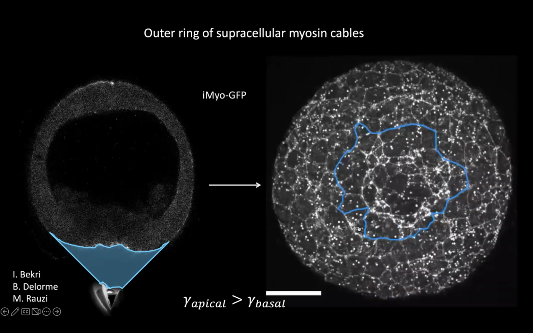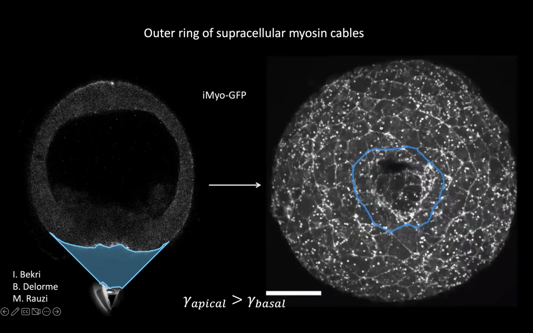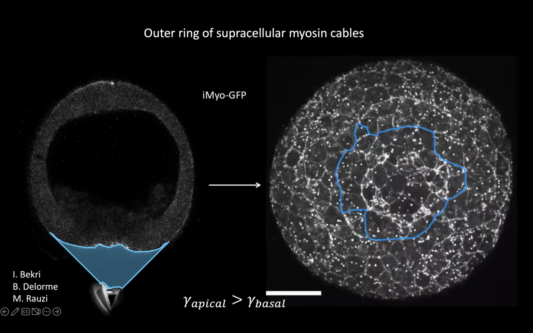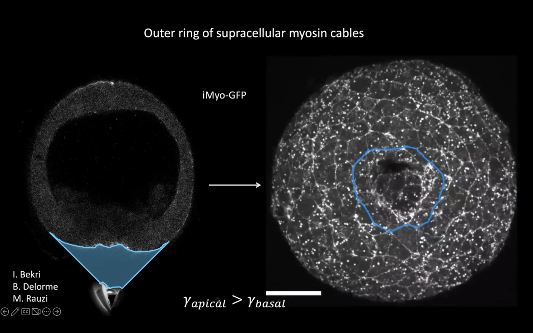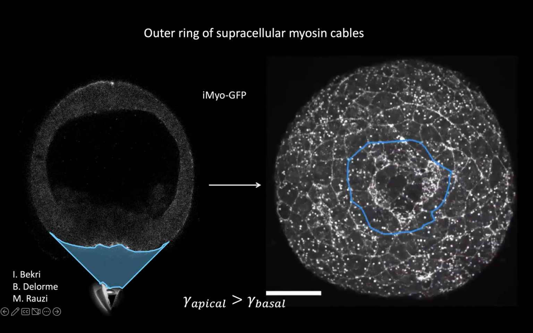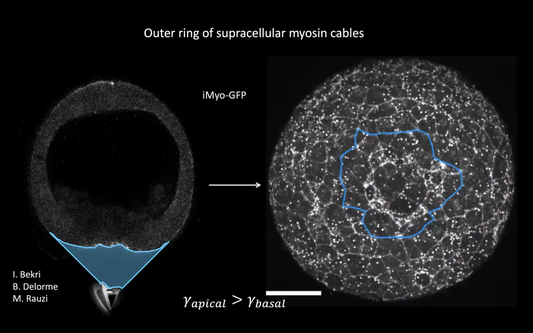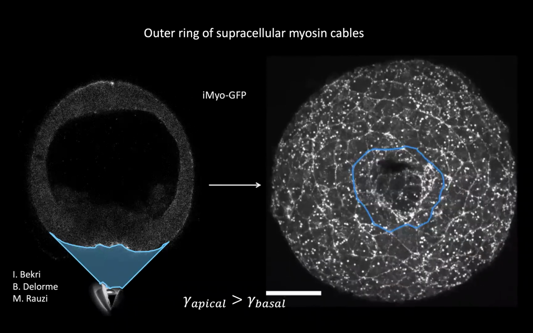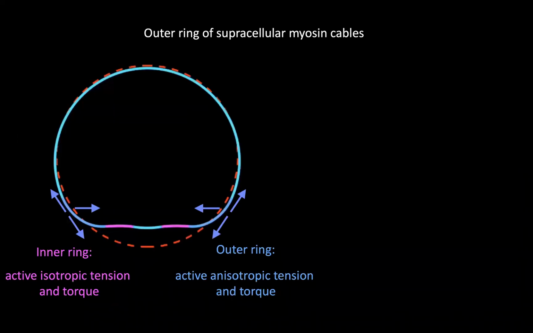So how can we describe it with our model? It's something that is highly oriented. You have some anisotropic effect there, and you have an apical tension that is greater than the basal one once again. So we should take that into account through anisotropic effects, both tension and torque. So what we did is take our previous shape, once you apply the isotropic tension and torque ring, and just apply some outer ring there with some anisotropic tension and torque effects.